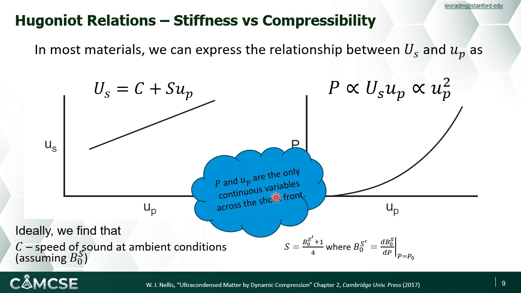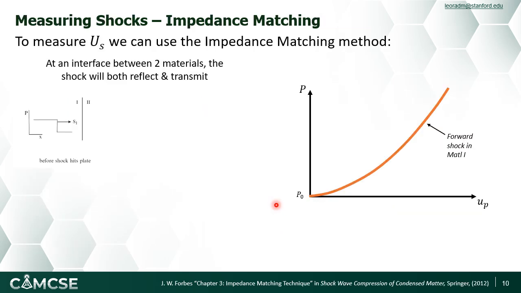So it's worth mentioning that the pressure and particle velocity are actually the only variables that are continuous across the shock front. This is important because if we want to understand the relationship between shock waves as they go from one material to another material, we need something that doesn't have a discontinuity in it, so that we can understand the behavior of those shock waves, or the relationship between those thermodynamic states as they traverse the interface.